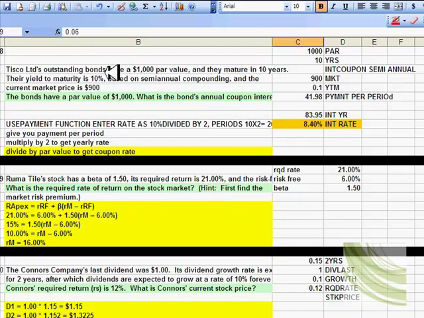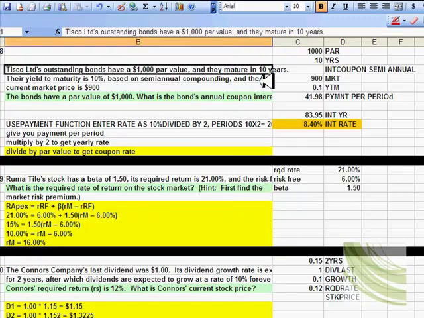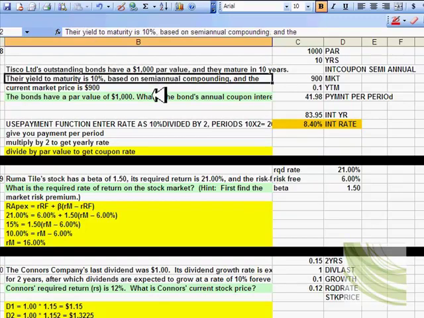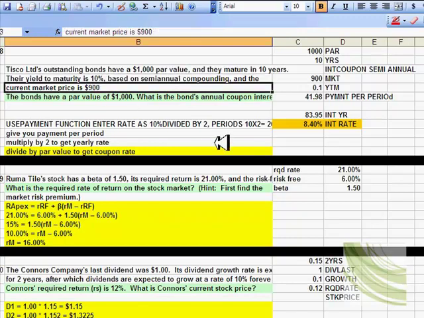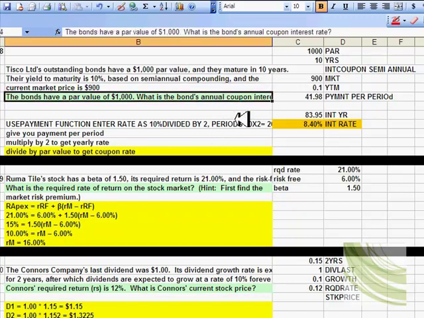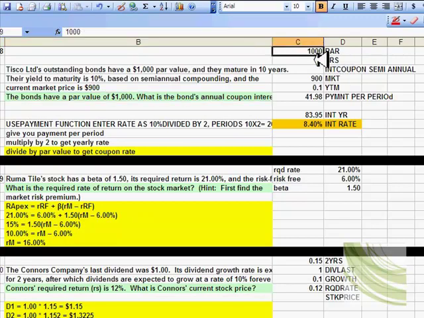So Tisco's outstanding bonds have a $1,000 par value. They mature in 10 years. The yield to maturity is 10%, and it's semi-annual compounding. So note that, and the current price is 900. So what is the bond's annual coupon? Here you are solving for rate. Okay, and so you solve the interest rate. So use the $1,000, 10 years, 900 is the market, 10 is the yield to maturity. So 41.98 is the interest payment.